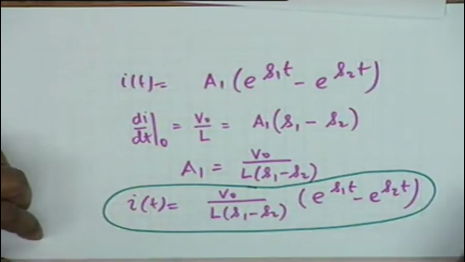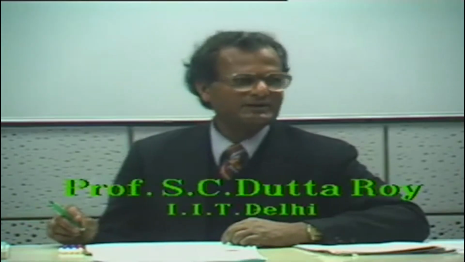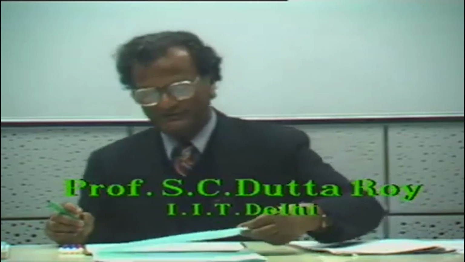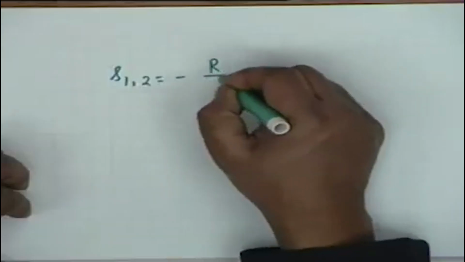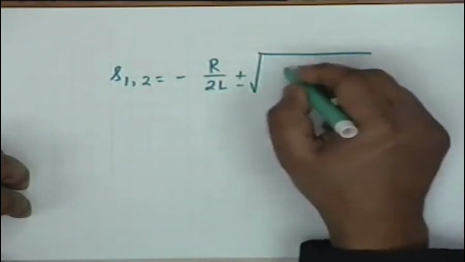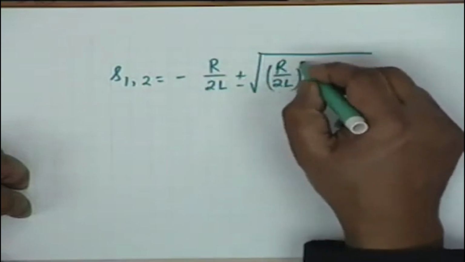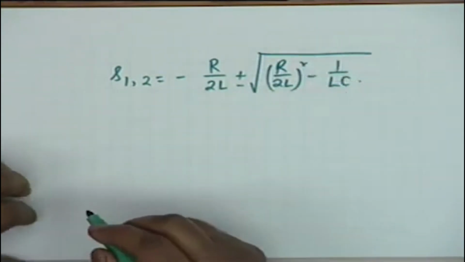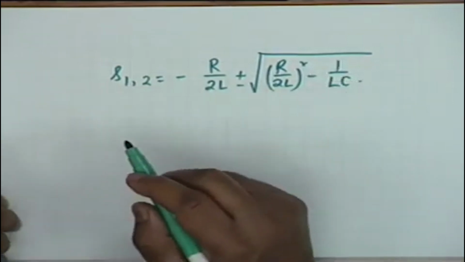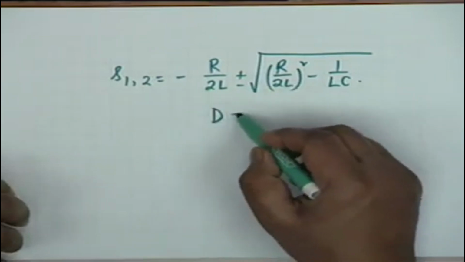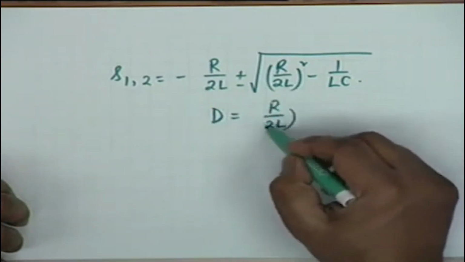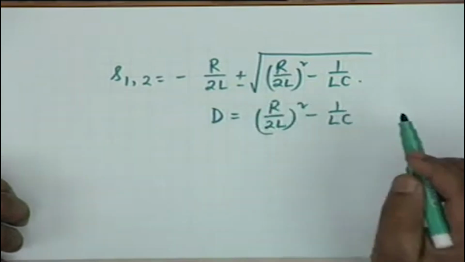Now, so far I have not said anything about the nature of these two quantities s1 and s2. If you recall, s1 and s2 are given by minus r by 2l plus or minus square root of (r by 2l) whole squared minus 1 over LC. The nature of these two constants shall depend on the discriminant, that is d, which is (r by 2l) whole squared minus 1 over LC.